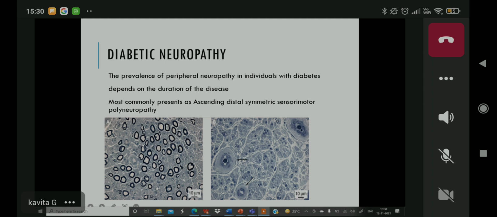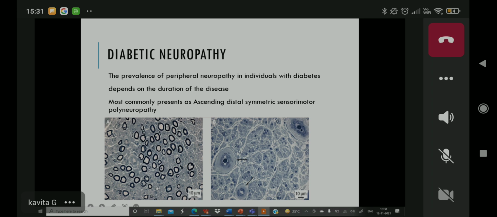Now look at this. On the left, you have what you call a Luxol fast blue stain. This is going to highlight the myelin sheaths of all the nerves. So you can see these circles over here on myelin sheaths.